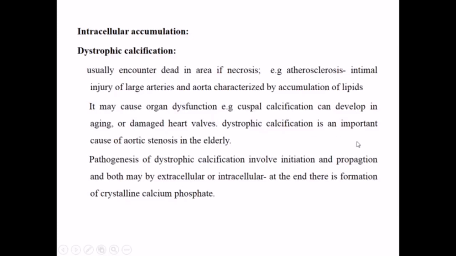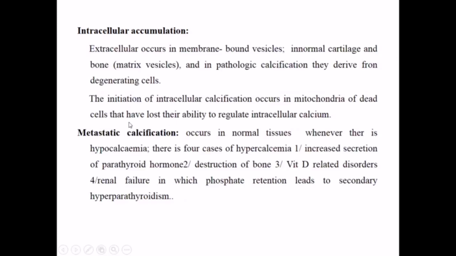The pathogenesis involves initiation and propagation, both extracellular and intracellular. Metastatic calcification occurs in normal tissue whenever there is hypercalcemia. So there is hypercalcemia, an increase in calcium, so it is transported through the blood to another part.